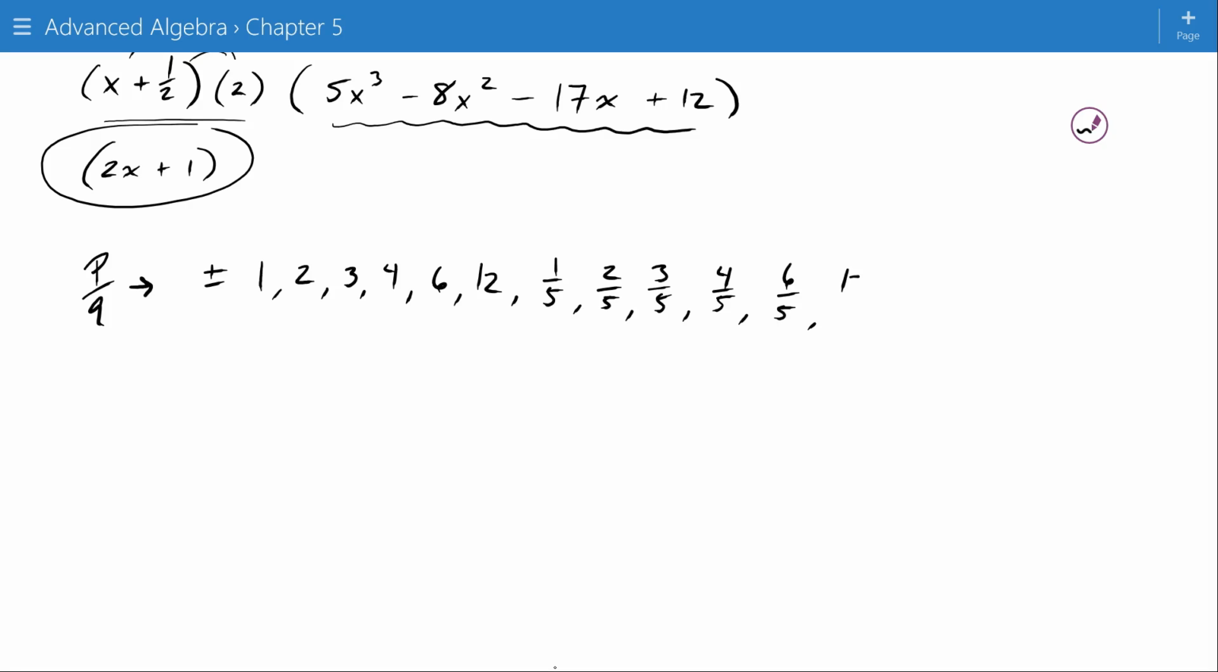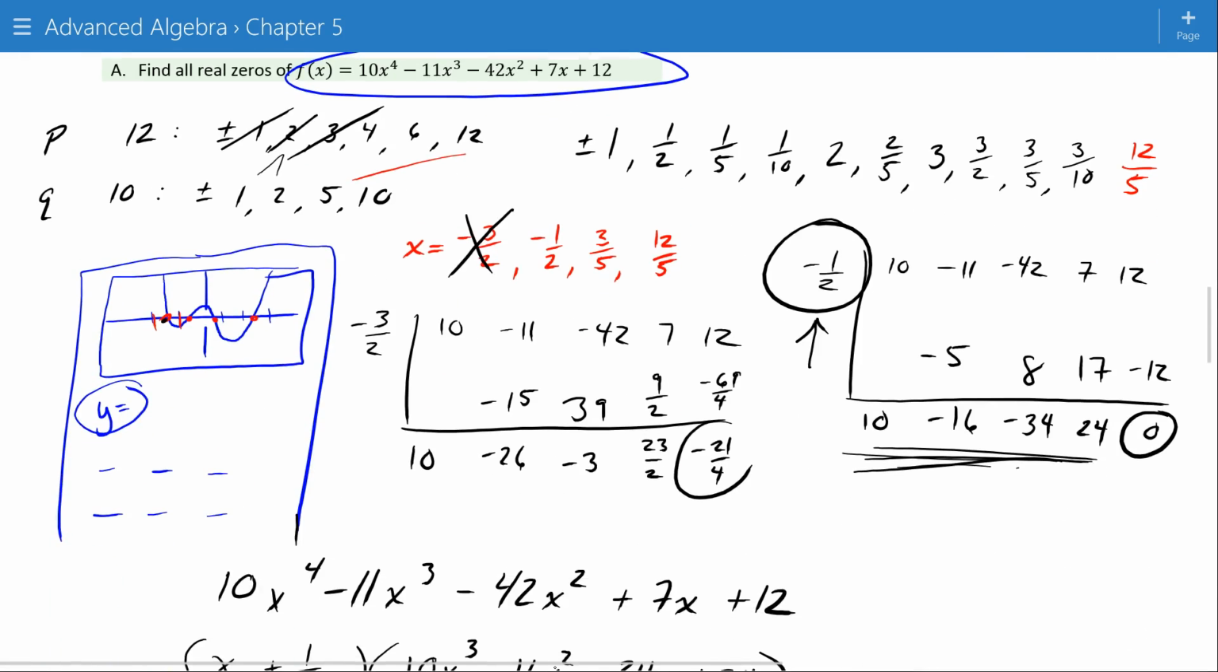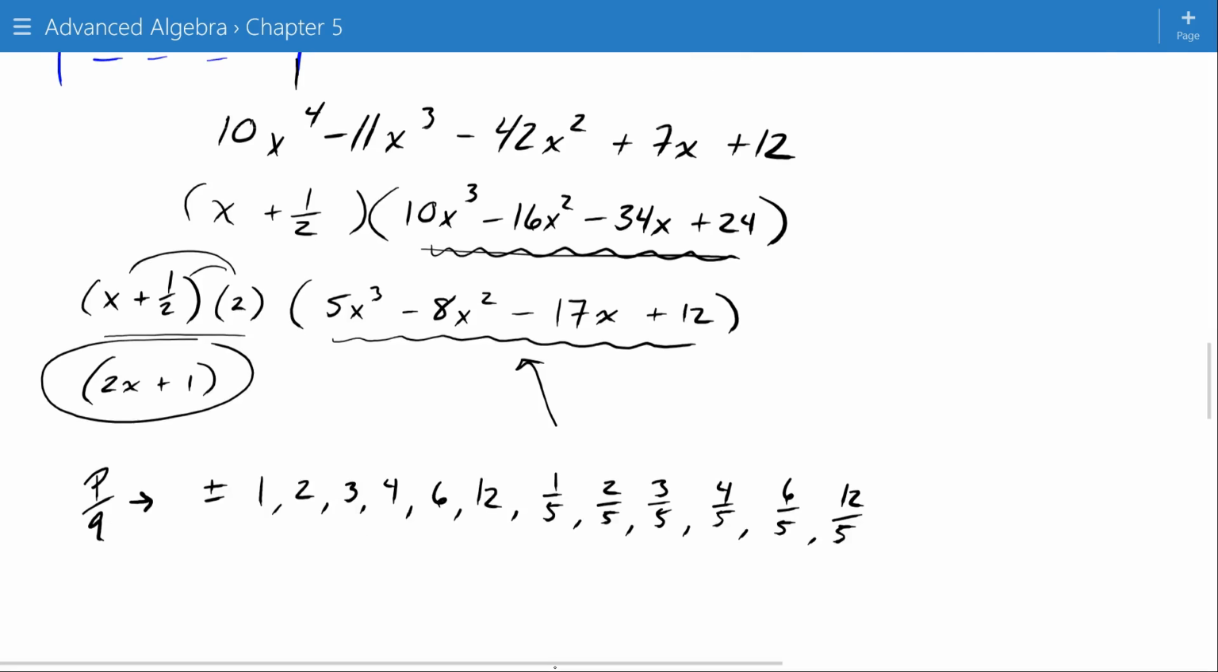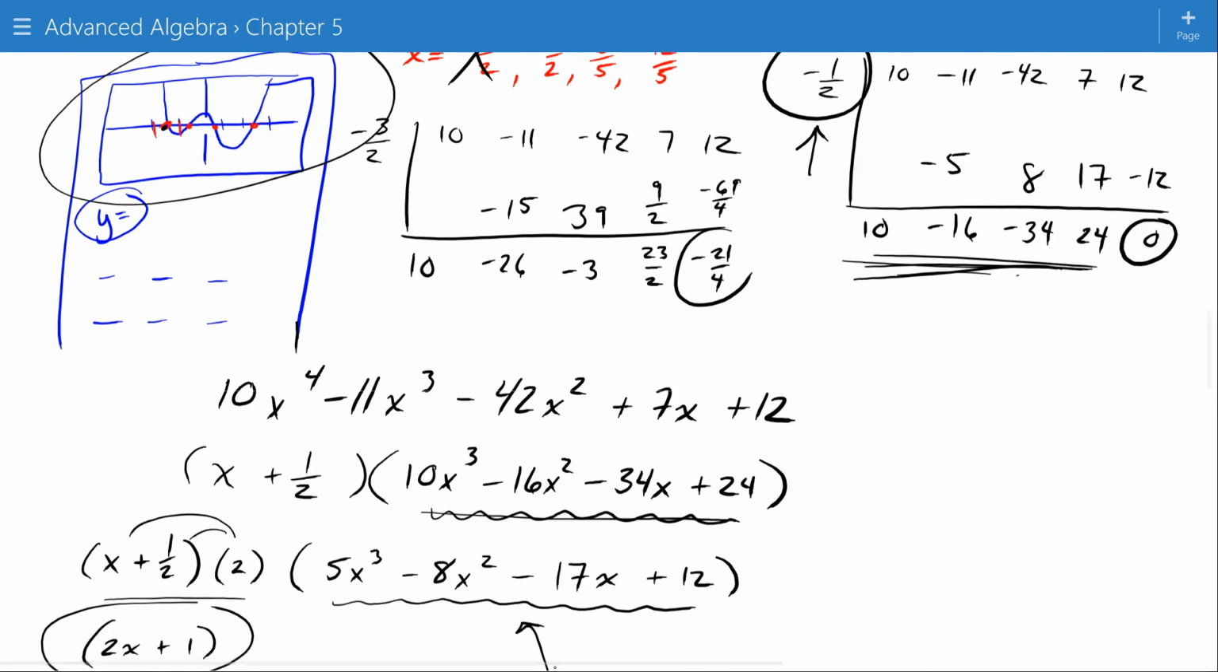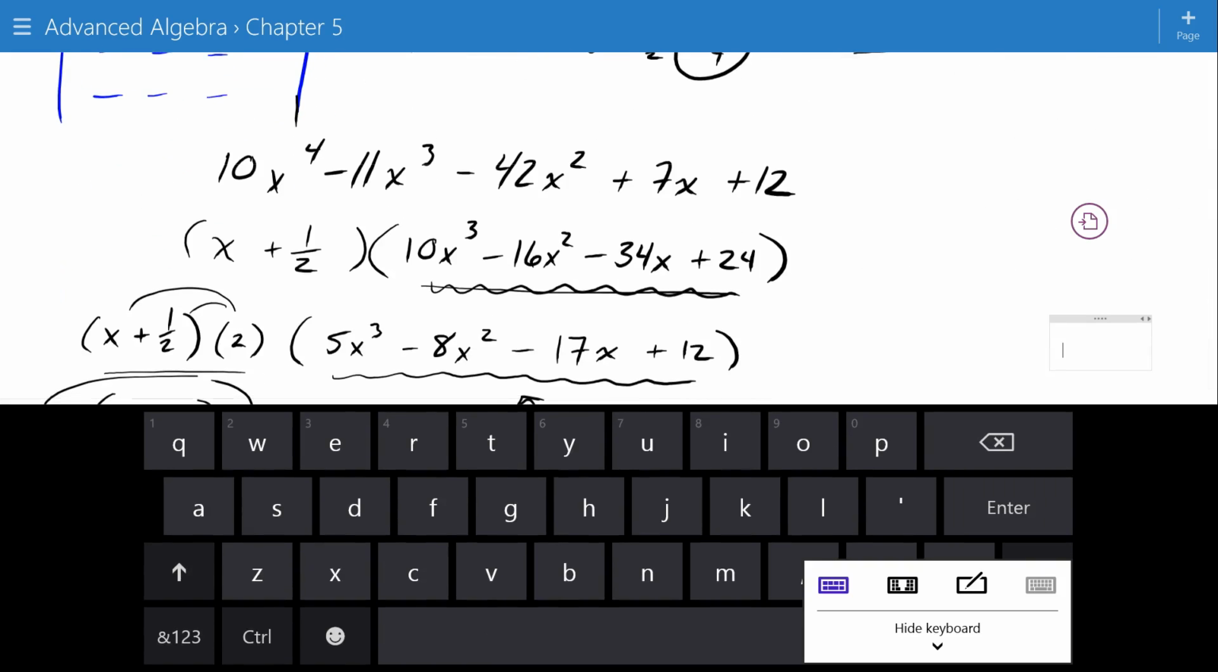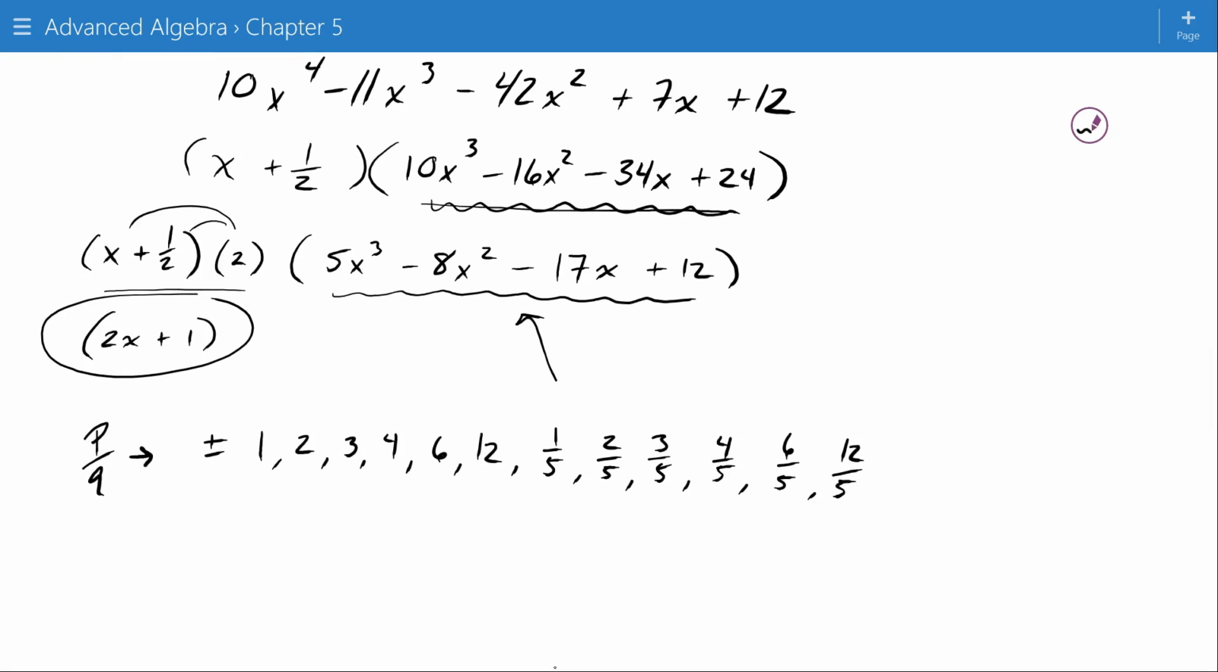Plus or minus 1, 2, 3, 4, 6, 12, 1/5, 2/5, 3/5, 4/5, 5/5, 6/5, 12/5, and those all come from p over q for that term. Now we have to test all those values, but remember when we graphed it? This is where we got to be smart and try to figure out, do any of those fit our graph? Oops, this keyboard keeps popping up, sorry. None of those are even possibilities. They didn't fit our graph whatsoever.